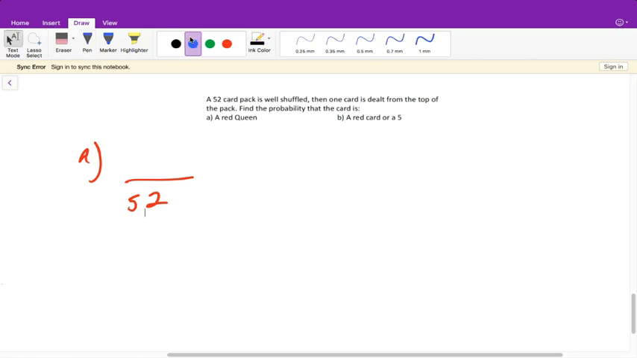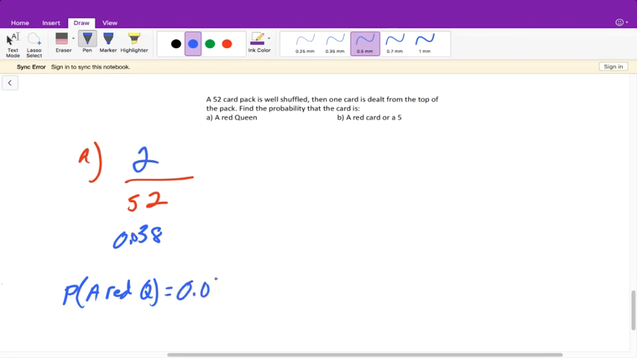So we have one queen of each suit, and diamond and hearts are red. So that means I have two red queens. And 2 divided by 52 is equal to 0.038. So the probability of a red queen is equal to 0.038. All right, the next one for B, it says a red card or a 5.